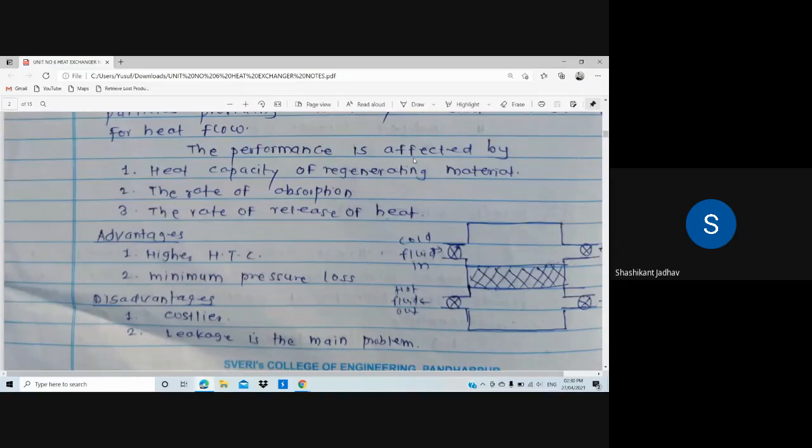त्याचे ॲडव्हान्टेजेस काय असणार आहेत रिजनरेटेड टाइप ऑफ हीट एक्सचेंजरची, तर ह्याचा जो काही हीट ट्रान्सफर कोएफिशियंट आहे तो हायर आहे आणि ह्याच्यामध्ये जो काही प्रेशर लॉस असणार आहे तो मिनिमम असणार आहे. सो दीज आर दी ॲडव्हान्टेजेस ऑफ दी regenerator type of heat exchanger.